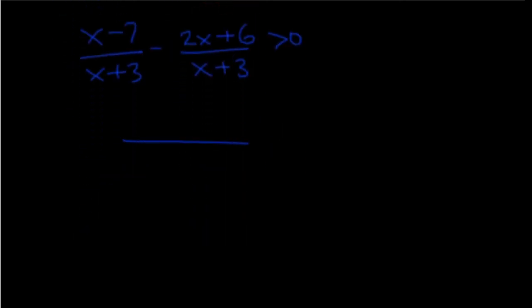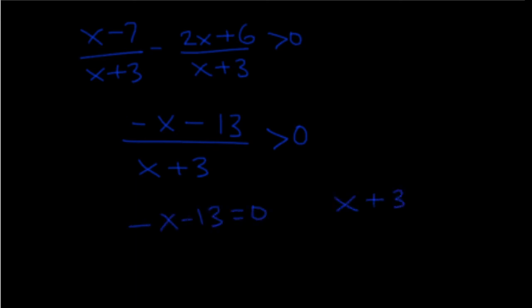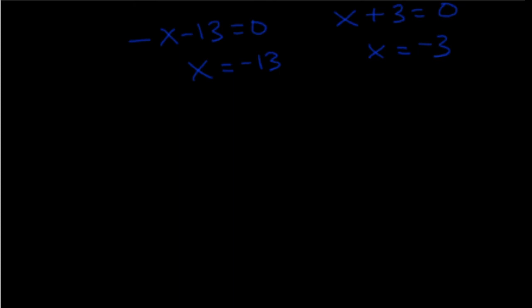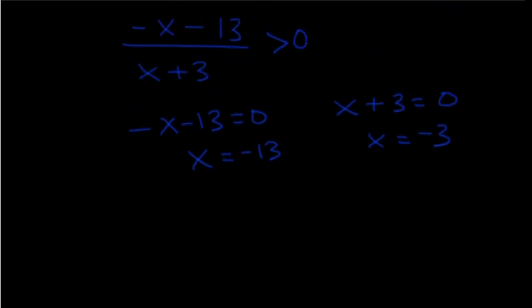They both have a common denominator of x plus 3, so I'm just going to put it over x plus 3. I'm going to do x minus 2x to give me negative x, and negative 7 minus 6 to get negative 13. Put that greater than 0. I'm going to set the top and the bottom both equal to 0. So let's see, negative x minus 13 is 0. That's when x is negative 13. And then x here is negative 3. So I'm going to plot those points on the number line.